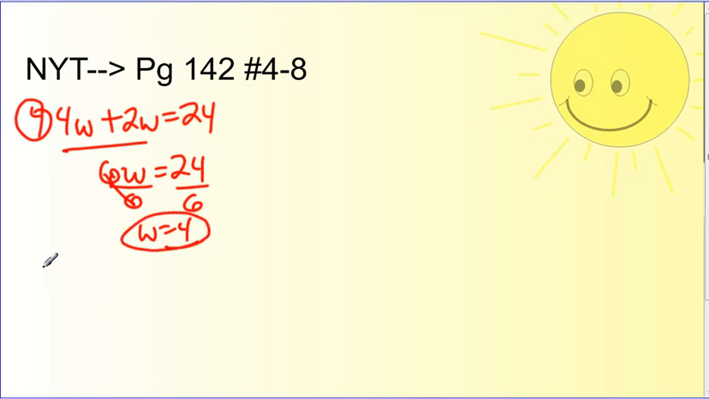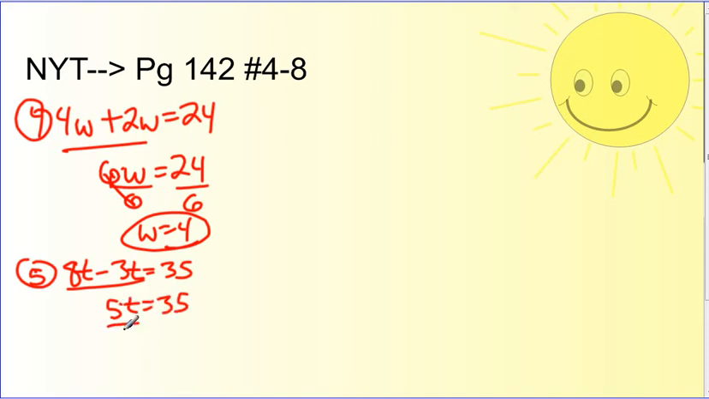That was number 4. Number 5 says 8t minus 3t equals 35. Combine like terms, that gives me 5t equals 35. The way you get rid of multiply is by dividing by 5, divide by 5, these cancel, t equals 7.